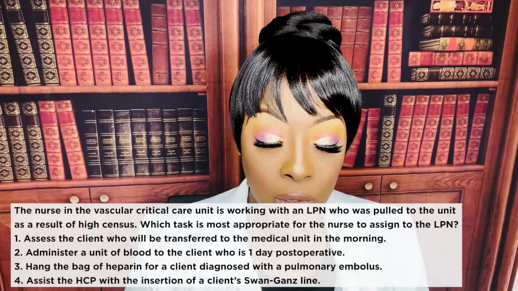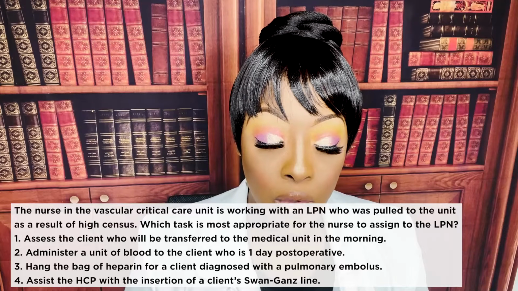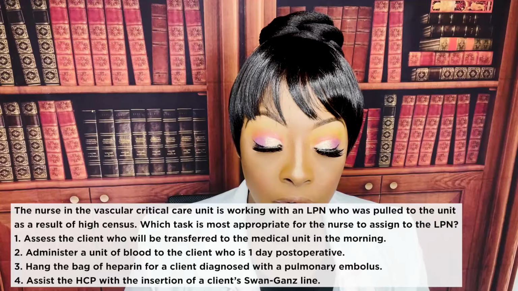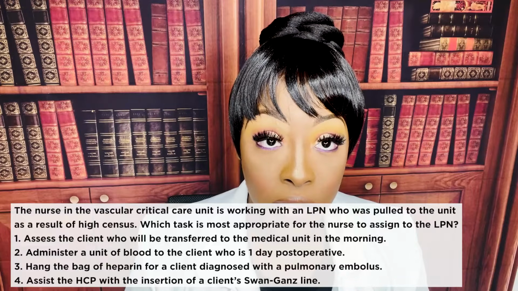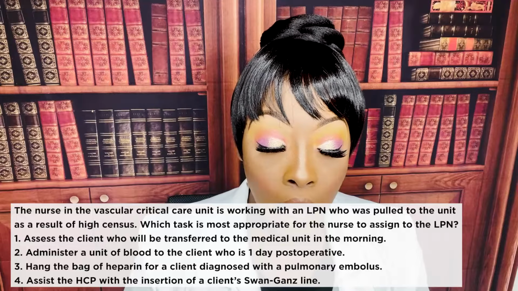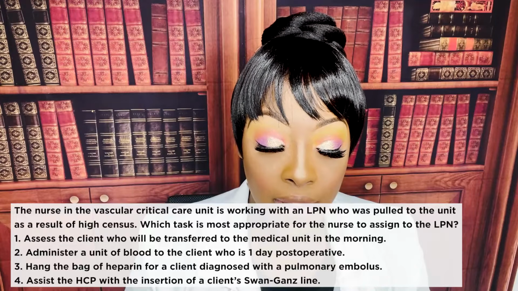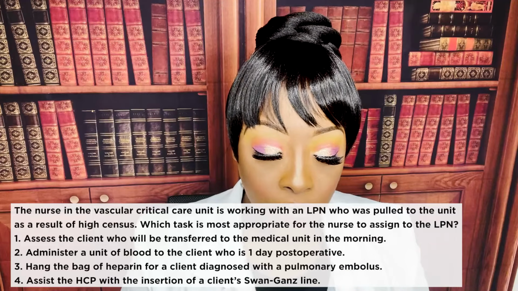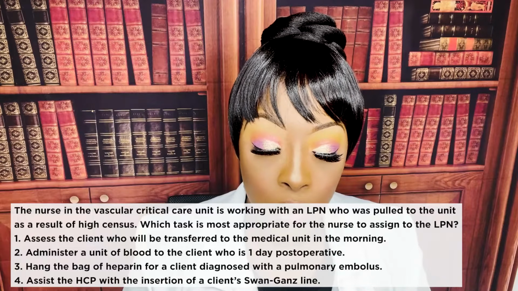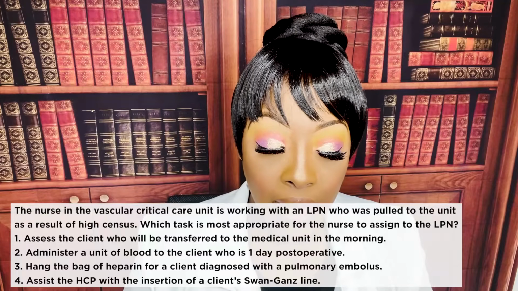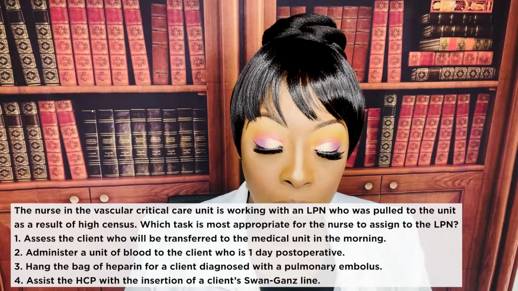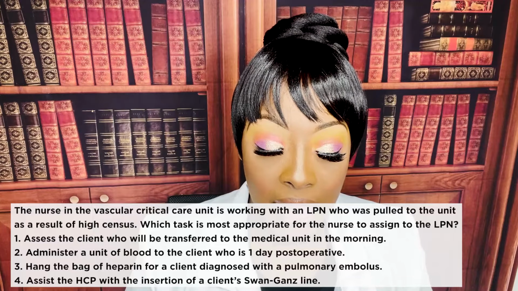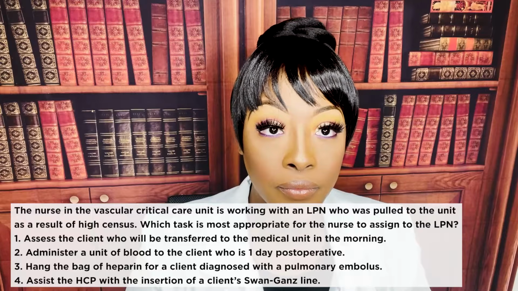The nurse in the vascular critical care unit is working with an LPN who was pulled to the unit as a result of high census. Which task is most appropriate for the nurse to assign to the LPN? 1, assess the client who will be transferred to the medical unit in the morning. 2, administer a unit of blood to the client who's 1 day post-op. 3, hang the bag of heparin for a client diagnosed with a PE. 4, assist a doctor with insertion of a client's Swan-Ganz line.